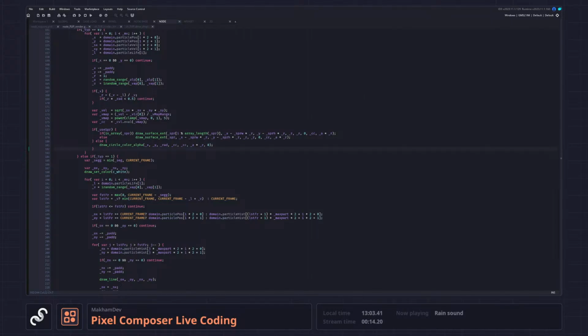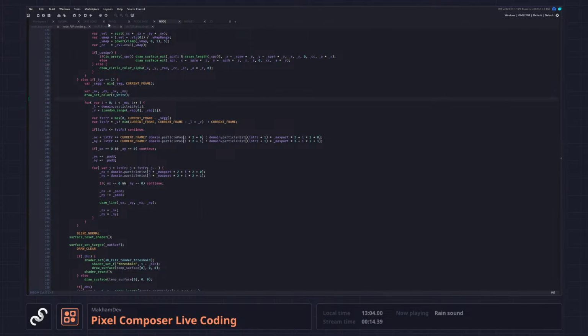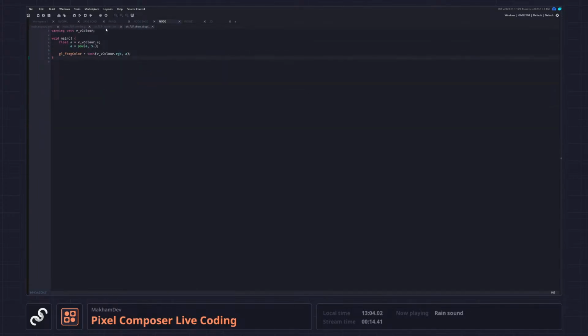Flip render, add color over velocity properties. Add that. Okay. What else? Collision. Okay.